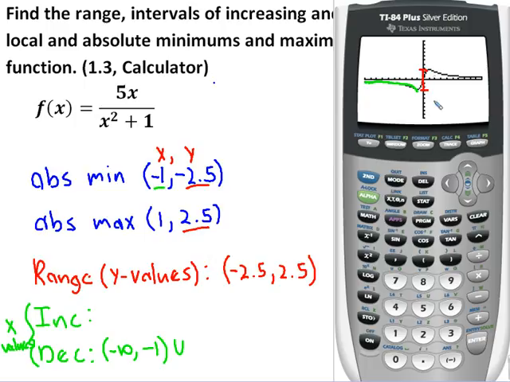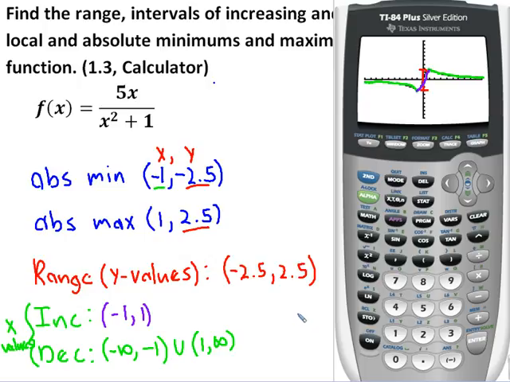And then union, it also looks like we decrease from this maximum, okay, on down towards the x-axis as we go to the right. So we'd say it's also decreasing from 1 to infinity. Okay, and then in between where it's decreasing, the graph increases between my minimum and my maximum. Okay, so I'd say it's increasing from x value to x value, increasing from -1 to 1.